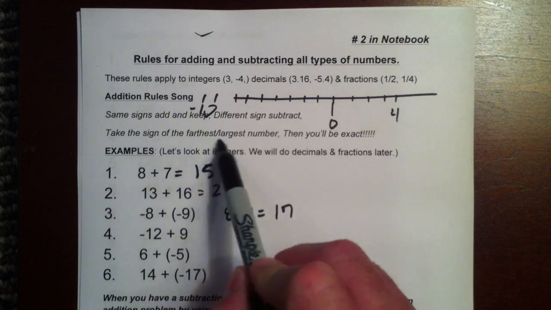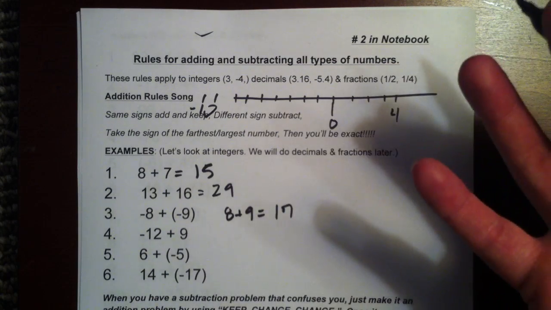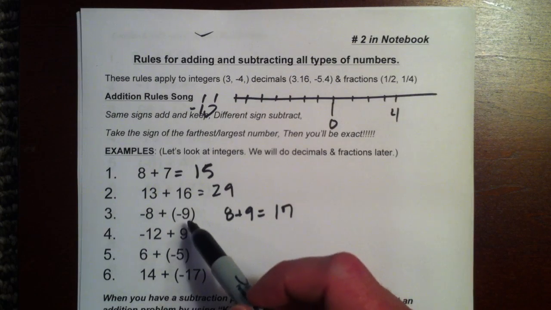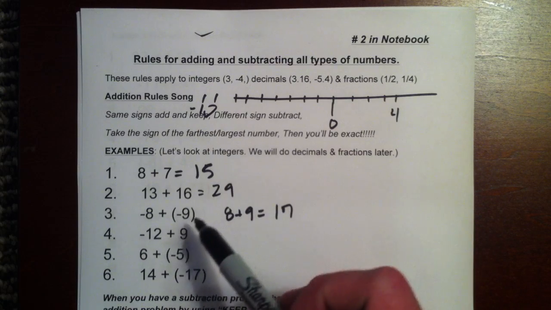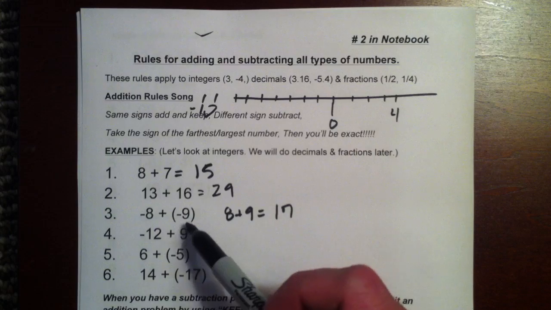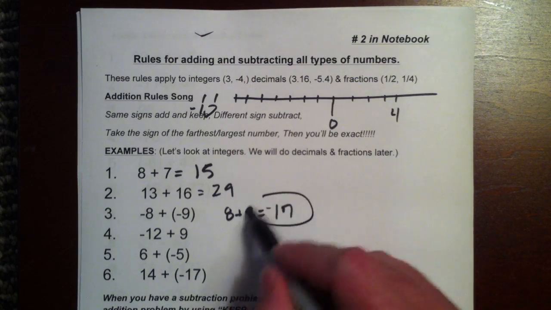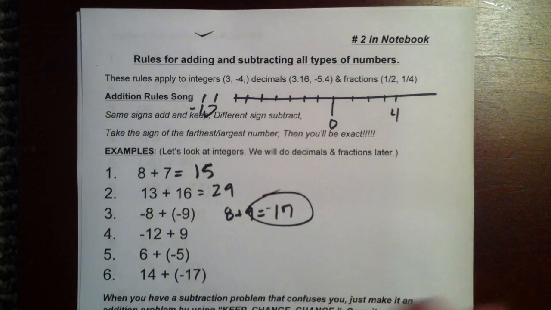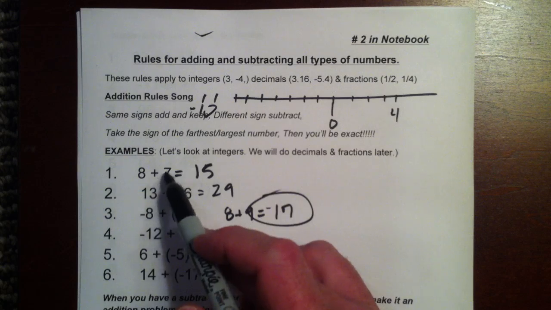We're going to take the sign of the furthest number. Well, in this case, they're both negative, so we're going to have a negative number. Let's look at the one that's furthest from 0, which is -9. That's a negative number, so we're going to put a negative sign on that. The answer is -17. You can use this with all of these, every single one of them. You can even use it here. So let's just take a look.